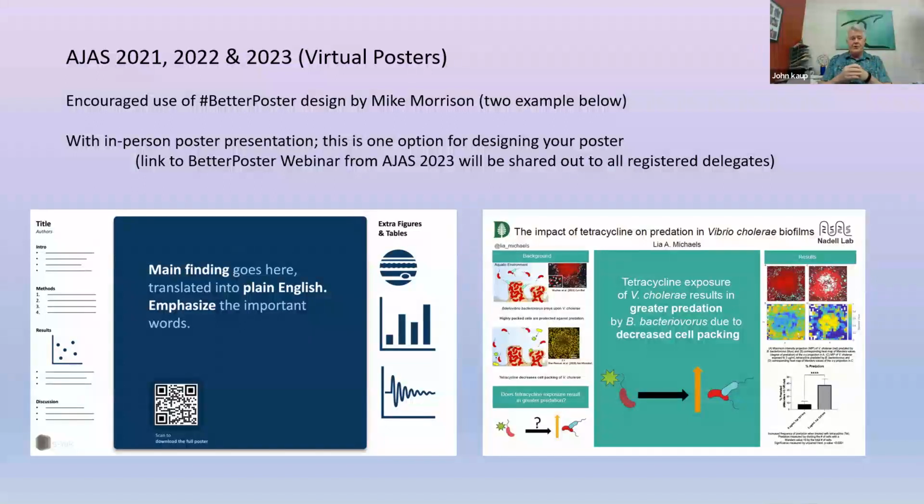With the in-person posters that we're doing, this is definitely one option for how you want to design your poster or what you want to do. And you can see on this right one, this is one example of a poster where they just have a short statement in the middle with a figure that's there to sort of be simple and attractive to pull somebody into the poster. They have a little bit of their background, results, a little bit of detail on there. But that approach can be used to kind of pull people into that. There's also a webinar that Mike Morrison offered last year that we will share out to all the registered delegates.